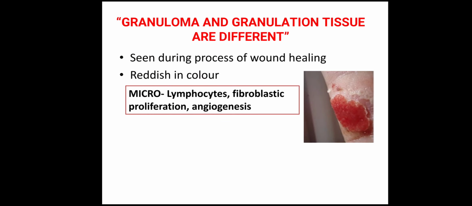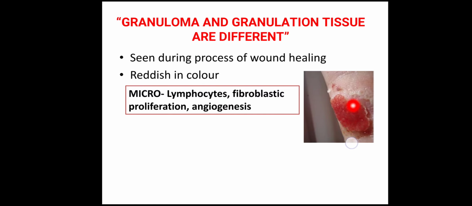Now, this is just a point for Viva that sometimes students get confused between granuloma and granulation tissue. So both of these things are different. So granuloma, I taught you that it is seen in granulomatous inflammation, which is a part of chronic inflammation, while granulation tissue is formed during the healing process. So when there is wound healing, this reddish colored granulation tissue is formed, and the components of granulation tissue are lymphocytes, fibroblasts, and blood vessels proliferating.